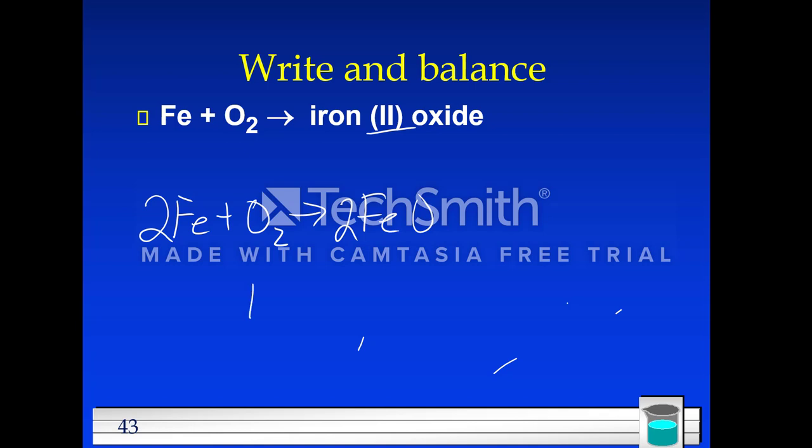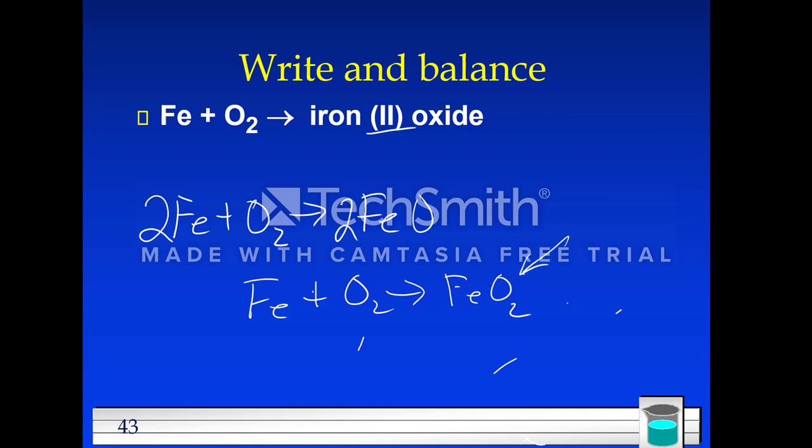You're tempted to do this. I'm telling you, you're tempted to. You're tempted to do Fe plus O2 makes FeO2. Boy, that makes it easy. Except there's no such thing as FeO2.